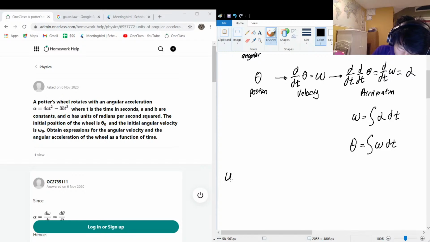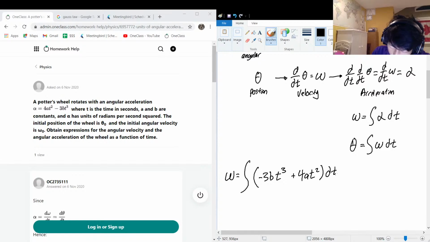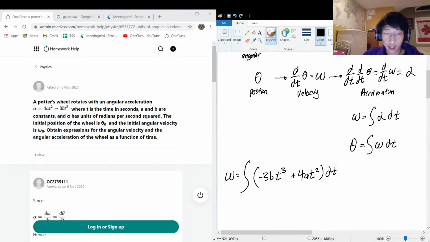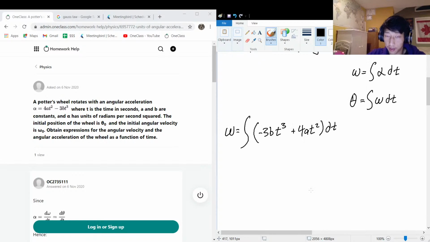So we have omega is equal to the integral of negative 3bt cubed plus 4at squared dt, and this will be our omega term. Okay, time is kind of tight, so I'll need to speed this up a little bit.